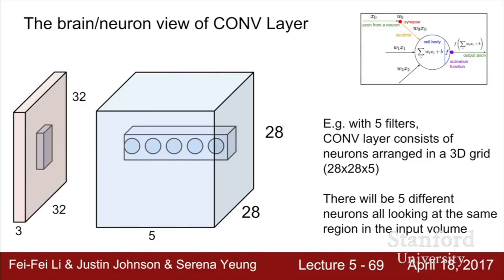As we talked about, what we get at the output is this volume, where spatially we have, let's say, 28 by 28, and the number of filters is the depth. So with 5 filters, we get out this 3D grid that's 28 by 28 by 5. If you look at one spatial location of the activation volume and go through the depth, all of these 5 neurons are looking at the same region in the input volume, but they're looking for different things. They're different filters applied to the same spatial location in the image.